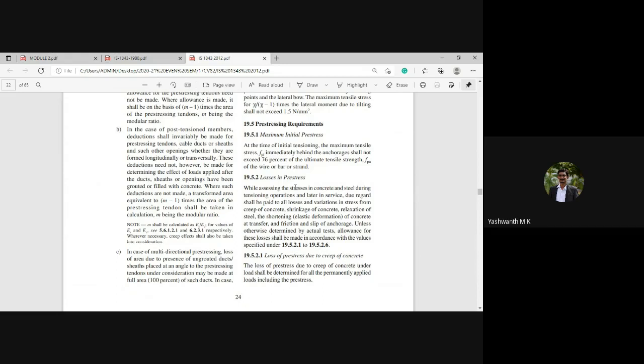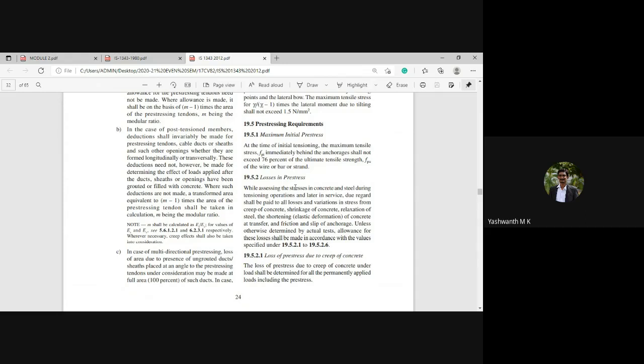We know from the last session that in pre-tensioning we have different types of loss of pre-stress, and in post-tensioning we have different types of losses. That is, the loss due to elastic deformation, shrinkage, creep, and relaxation. These four losses will be there in pre-tension and post-tension. Apart from these four losses, you will come across two more losses in the case of post-tensioning, that is loss due to friction and loss due to anchorage slip. All these things have been discussed in detail.